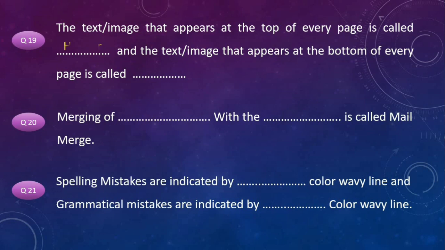The text or image that appears at the top of every page is called header and the text or image that appears at the bottom of every page is called footer. Merging of main document with the data source is called mail merge. That is, your main document is also called the body of the letter. Data source is also called addresses. So you're merging the body of the letter and addresses, and that is nothing but, you say it is mail merge. So spelling mistakes are indicated by red color wavy line and the grammatical mistakes are indicated by green color wavy line.